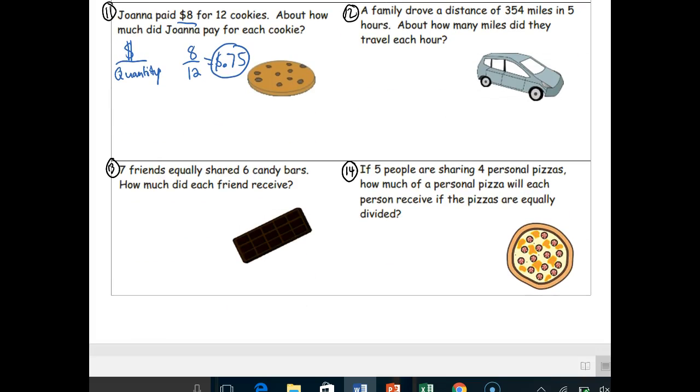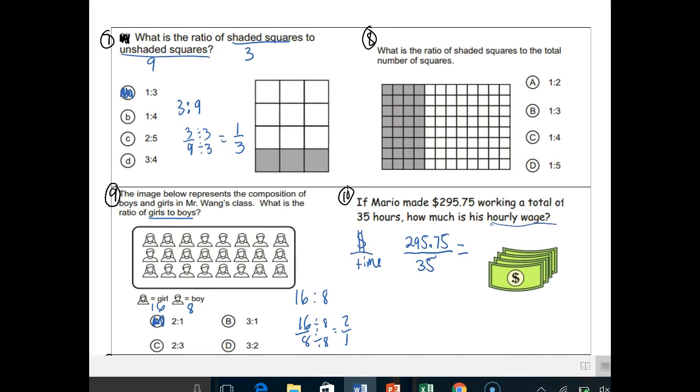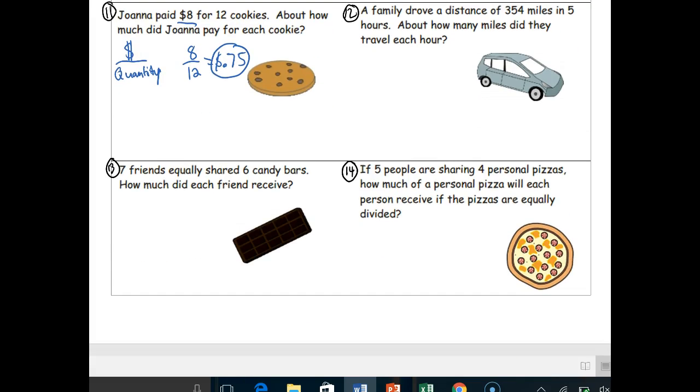And number 13, 7 friends equally shared 6 candy bars. How much did each friend receive? So think about it. There's 7 friends. There's 6 candy bars. Is everybody going to get at least one whole candy bar? No. So if we have 6 candy bars and we want to divide that among 7 friends, everybody's going to get not a full candy bar, pretty close to a full candy bar, but not an actual full candy bar. So if we want to write this as a decimal, it's 6/7, which is about 0.85.